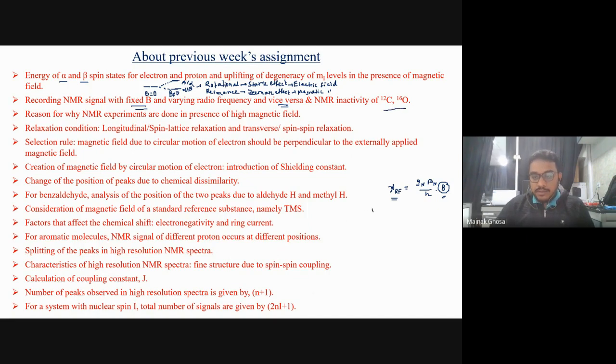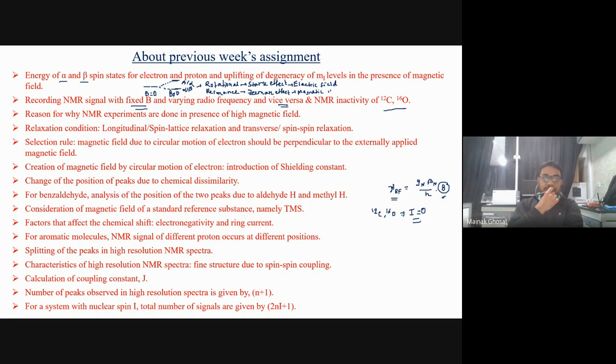Okay, so for 12C and 16O, the case is that for these two systems I equals 0. Since I equals 0, these nuclei don't show any spin. That's why they are NMR inactive. So 12C is NMR inactive.